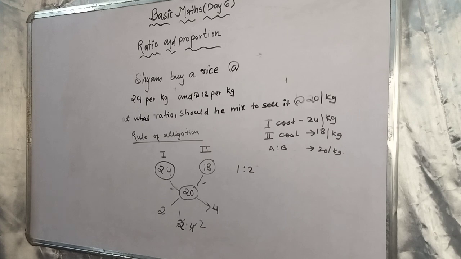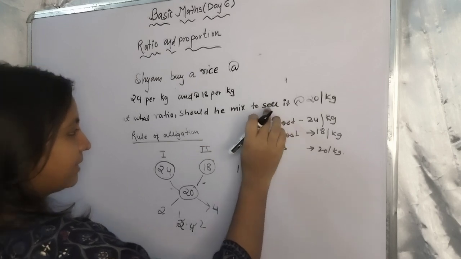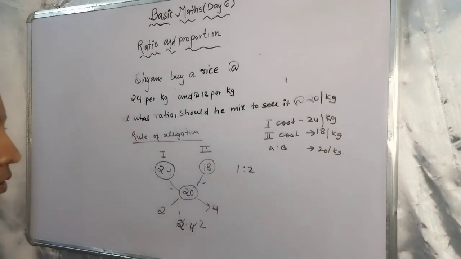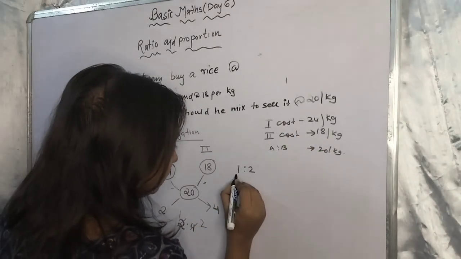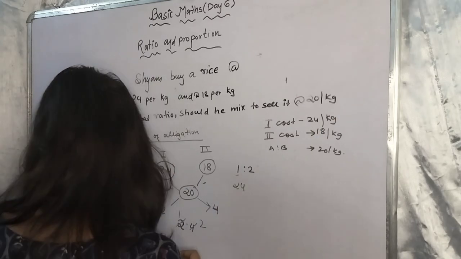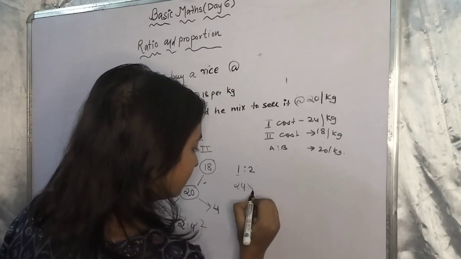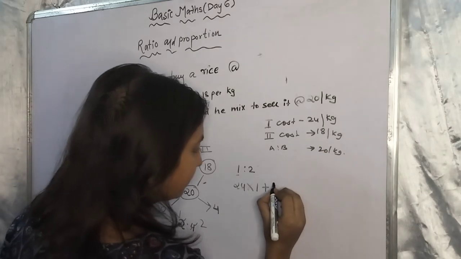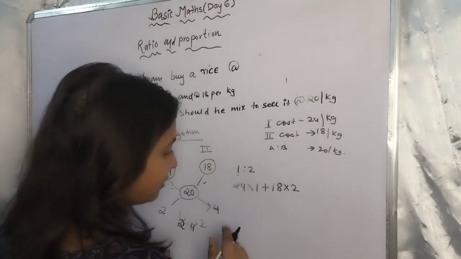So when we mix one portion of type A rice and two portions of type B rice, then we can sell it at the price of 20. I will show how. See, 24 rupees rice, how much will we mix? 1 kg. This is 1 kg, and we will mix 18 rupees per kg rice, 2 kg.